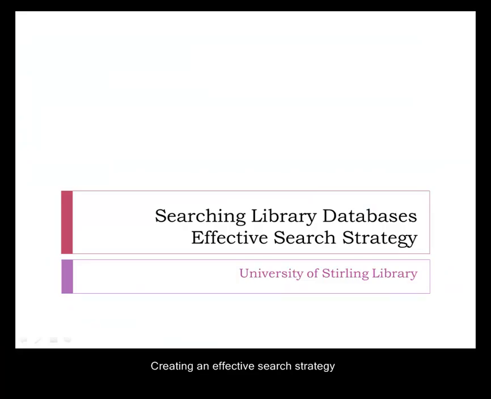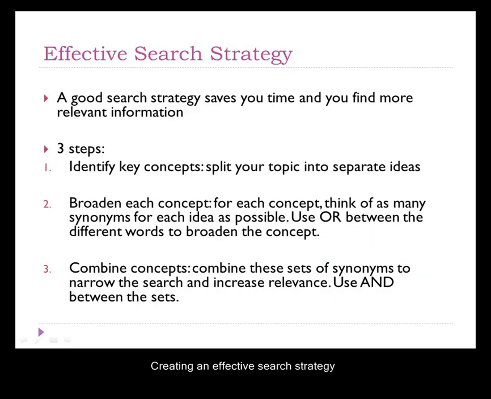When searching library databases, you'll want to use an effective search strategy. A good strategy will save you time and you'll find more relevant information. There are 3 steps. Firstly, identify the key concepts. Split your topic into separate ideas. Second, broaden each concept. So, for each concept, think of as many synonyms for each word as possible. Use the word or between the different words to broaden out the concept. Thirdly, combine the concepts. So, combine the sets of words you've thought of to narrow the search and increase relevance. Use the word and between the sets.